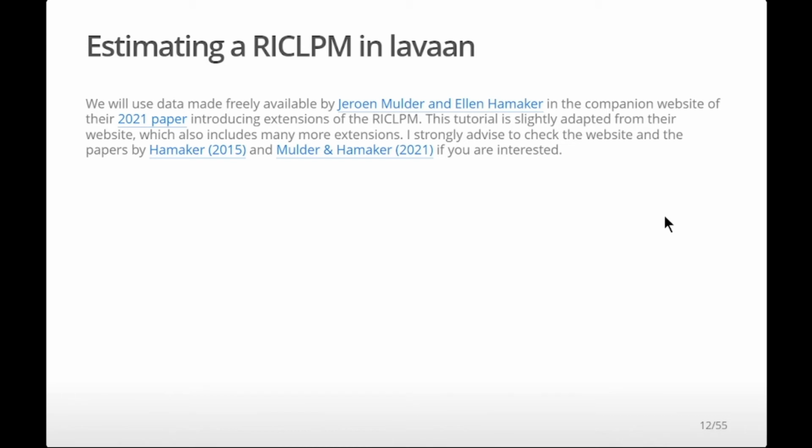And also, the data in the example are from the website by Mulder and Hamaker. It's a companion to the paper published in 2021 that proposes several possible extensions of this model. And I strongly advise, of course, to check this website because I use their data and their example. I only do the simplest case, then you can go to their website and continue extending this to more complicated situations. And also, these two papers are the first ones you want to read because they are the ones that introduced the model and the one that extended it.